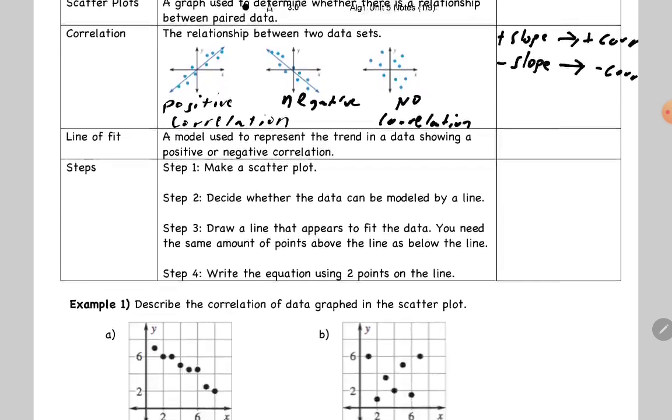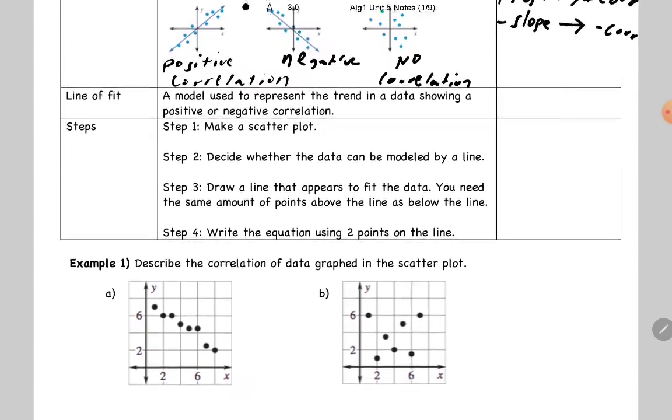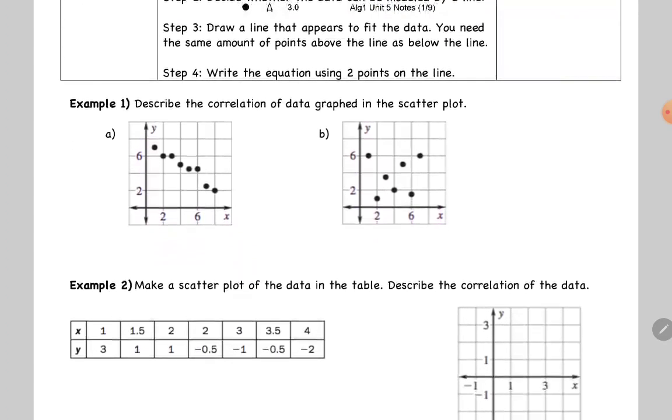And if we want to make a line of fit, we'll go through these 4 steps. Make a scatter plot. Decide whether the data can be modeled by a line. Draw a line that appears to fit the data. And then write an equation using 2 points on the line. So here we go. Let's do some examples.